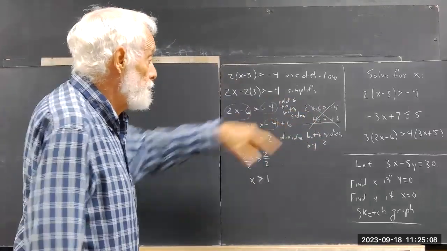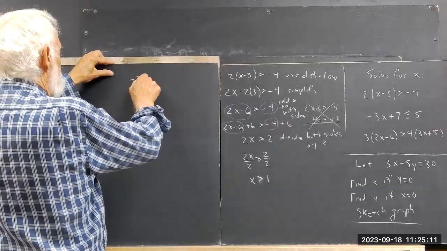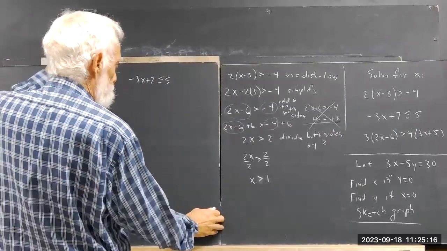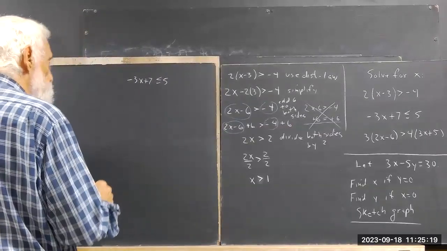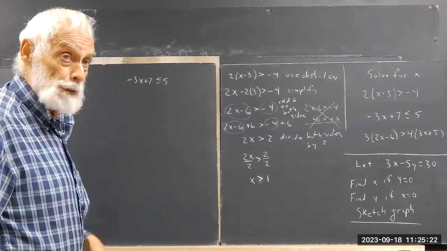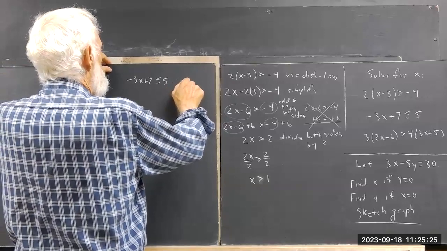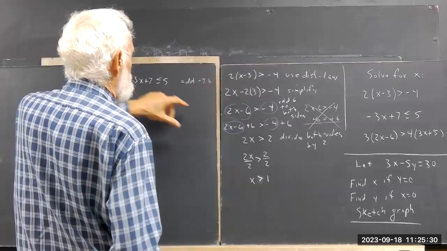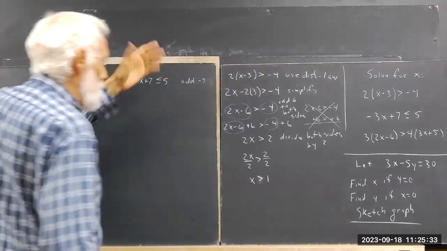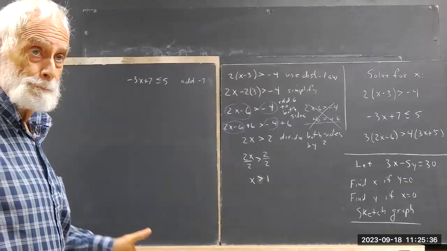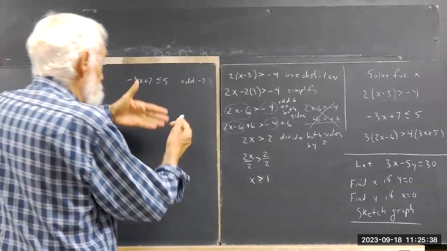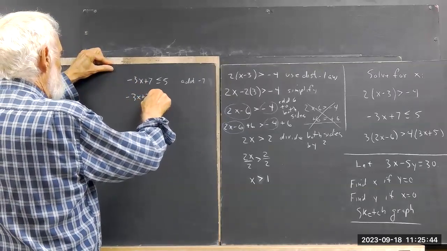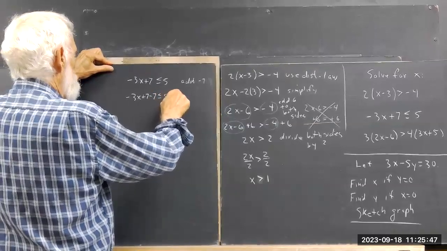The second problem: negative 3x plus 7 less than or equal to 5. We add negative 7 to both sides. I'm not going to write out both sides, because it takes up space and takes time. We add negative 7, understanding that we're adding to both sides. Negative 3x plus 7 minus 7 less than or equal to 5 minus 7.